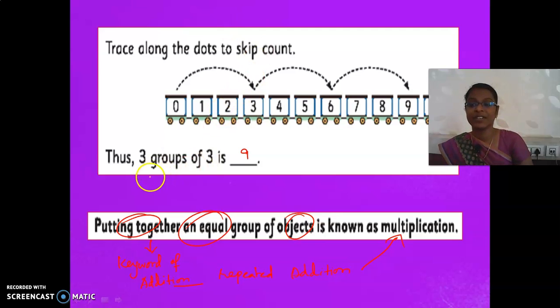For example, see the first one. See the sum. 3 groups and 3. So I'm adding 3 times. So 3 groups, here 1, 2, 3. And I'm repeatedly adding the 3 and I'm getting the total as 9. These are all the keywords of addition.